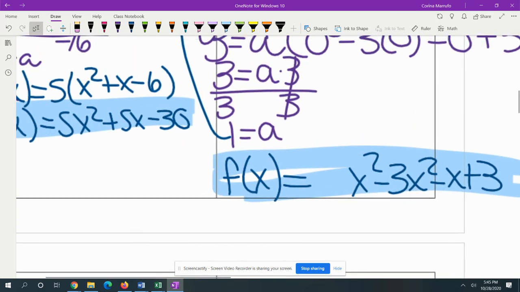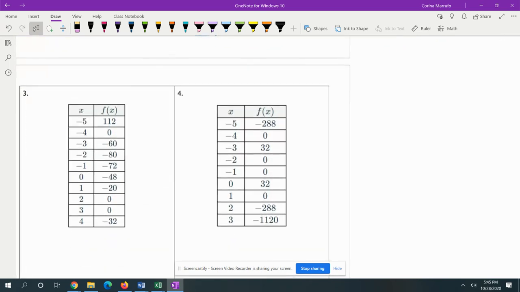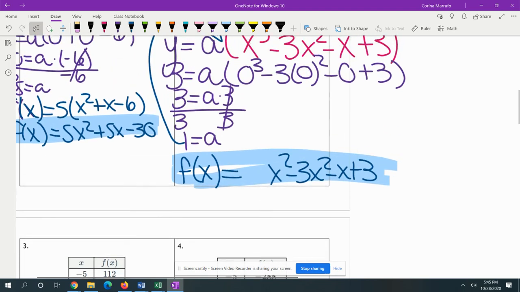I think I'm going to stop there. I think it's getting a little bit repetitive. These ones are exactly the same thing, so I don't think I have to do 2 more examples, but that's it.